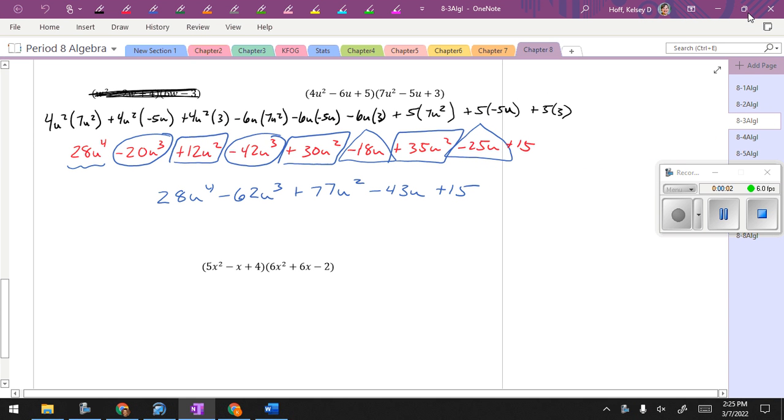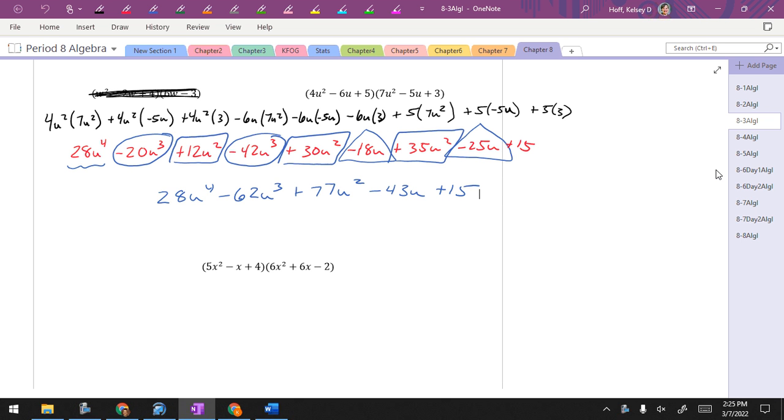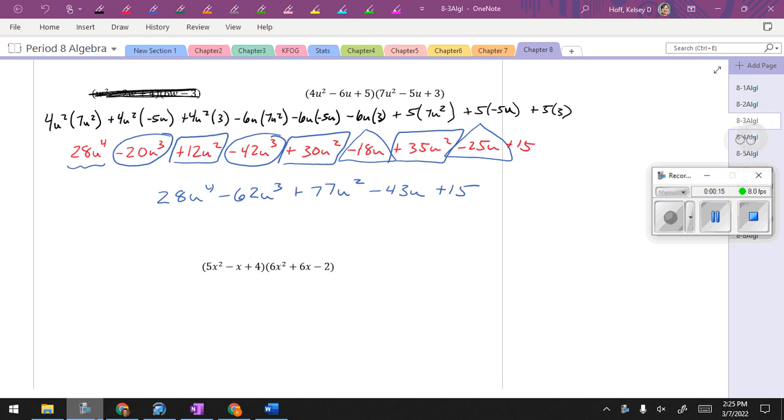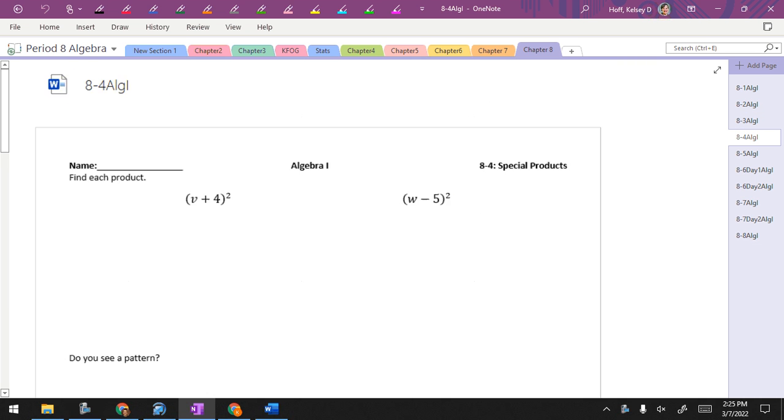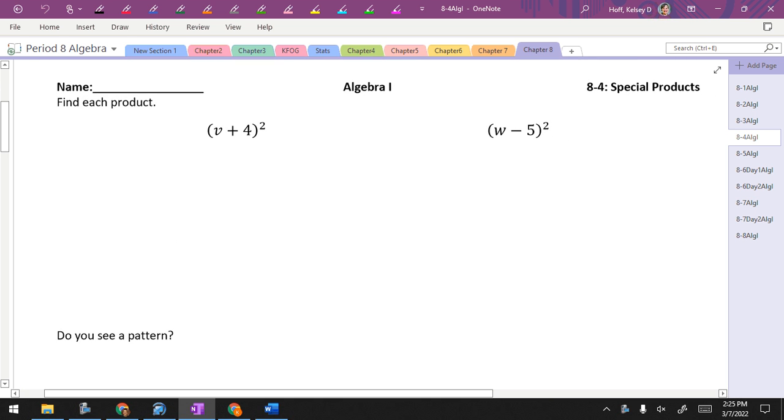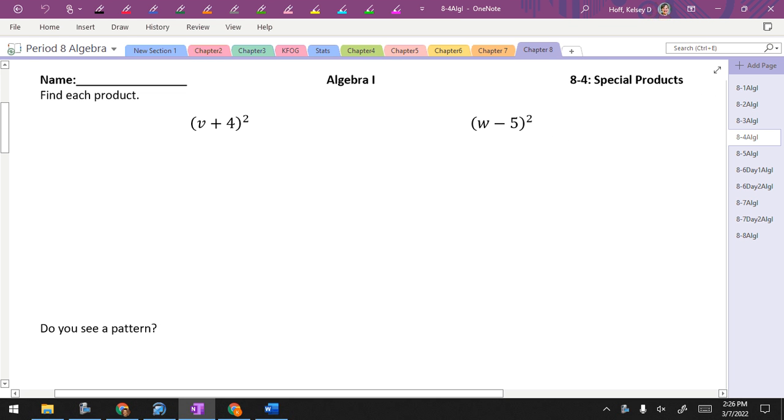We talked about adding or subtracting, finding the leading coefficient, and even multiplying and just keeping track of everything. So today we're going to learn about some things called special products.